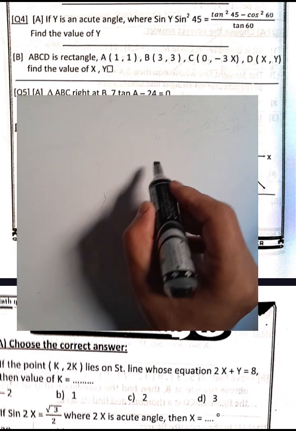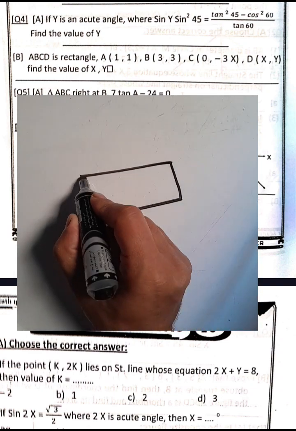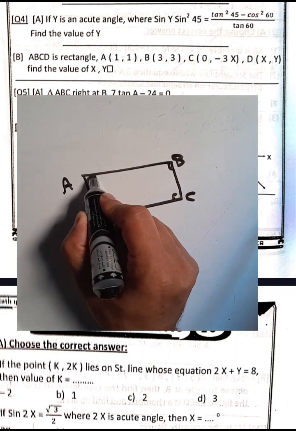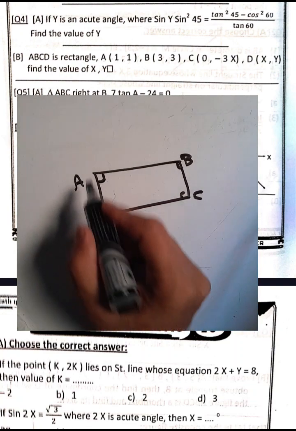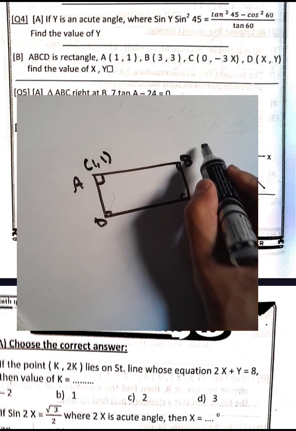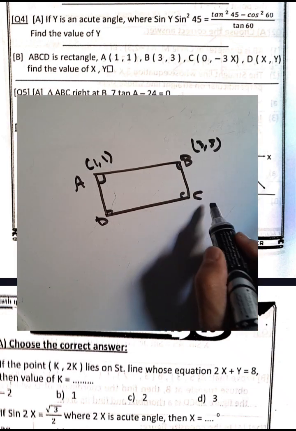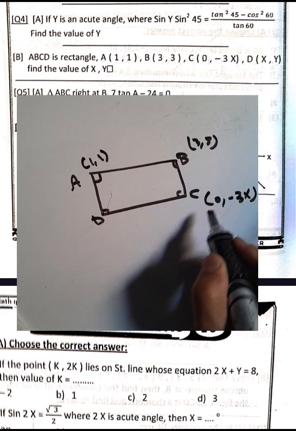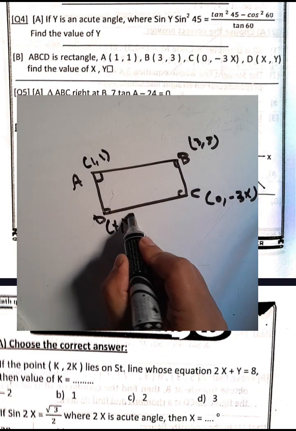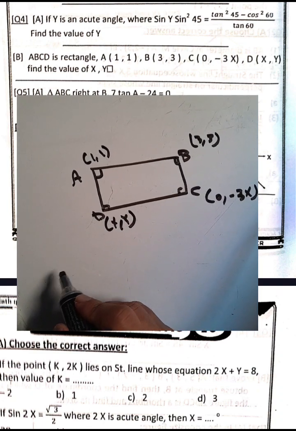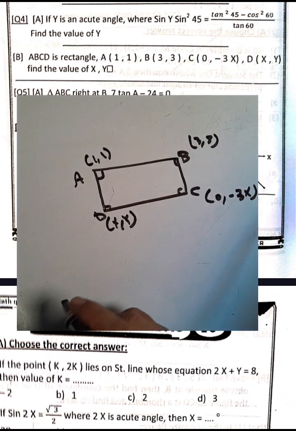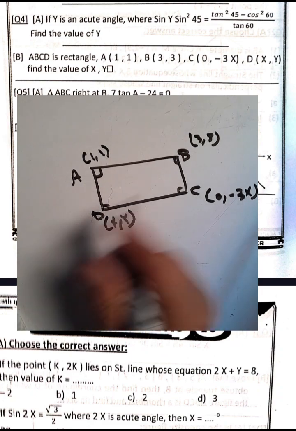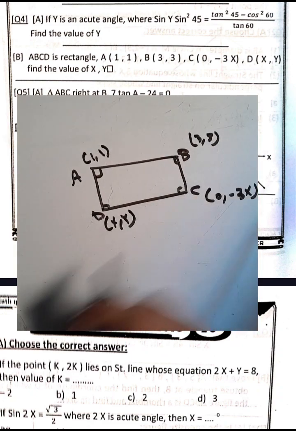Okay, we can draw the rectangle here. A, B, C, and D. It's a rectangle, okay? A is 1 and 1, and B is 3 and 3, and C is 0 and negative 3x, and D is x and y. You want to find the value of x and y. Okay, first step here, we can find the midpoint lies between BD and AB.